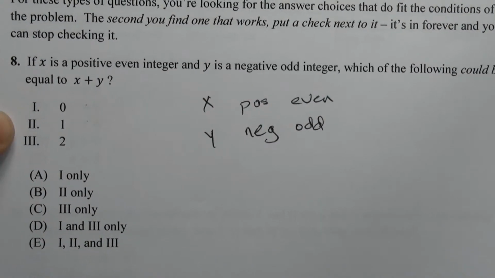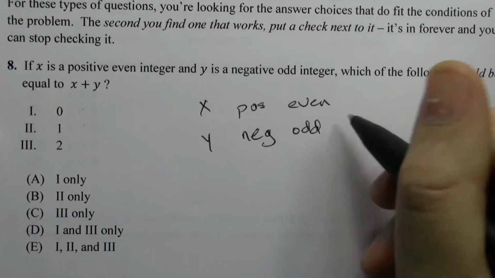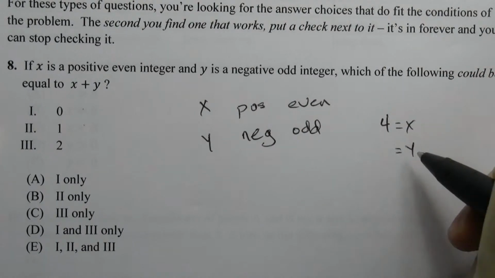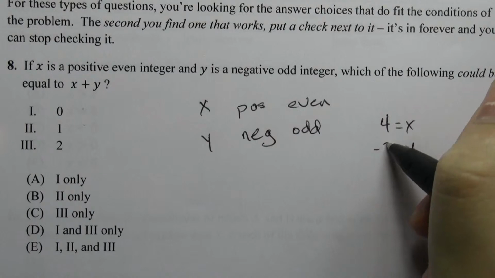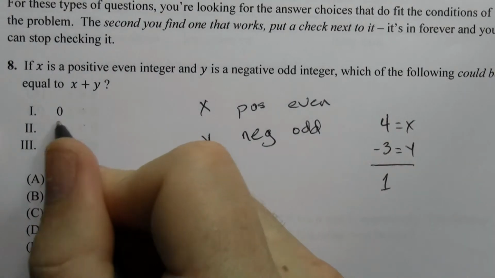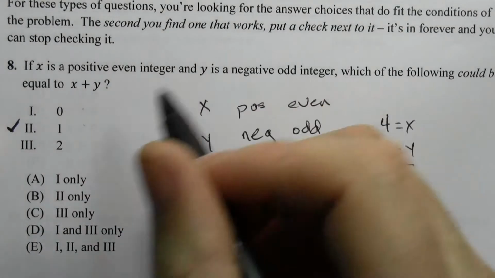For instance, let's see if I can land on one of these numbers. Let's say I choose 4 for x, and y is negative 3. If I add them together, I'm going to get 1. And what do you know? That's what I was aiming for. So the second I got that to work, I put a check next to 1.